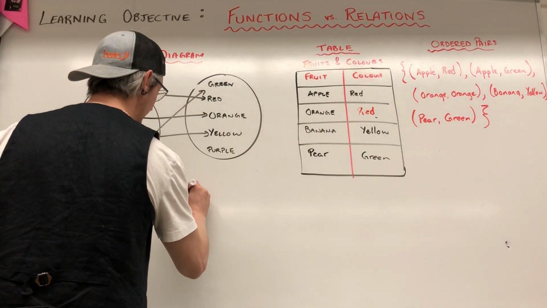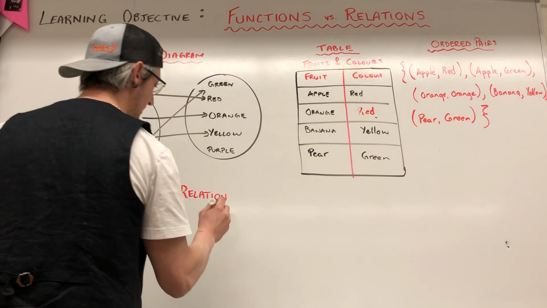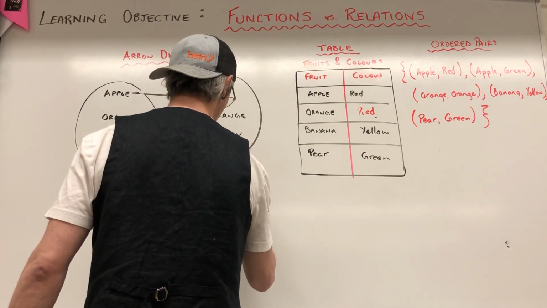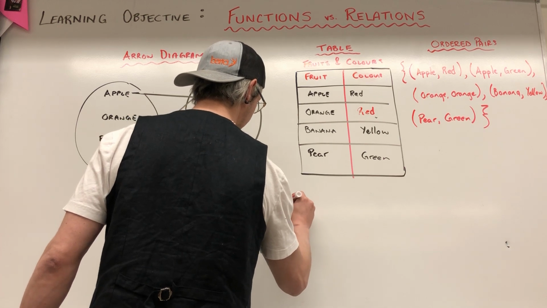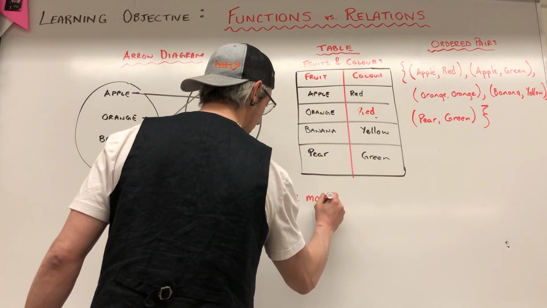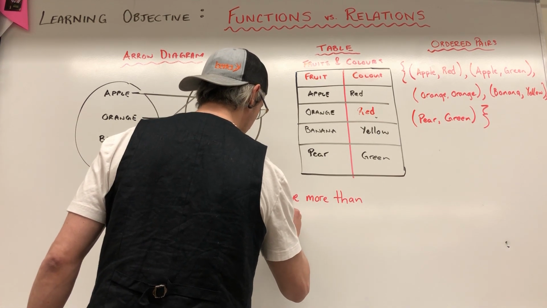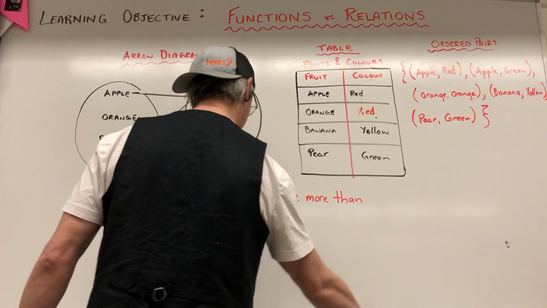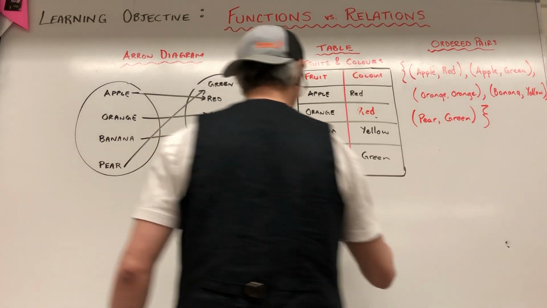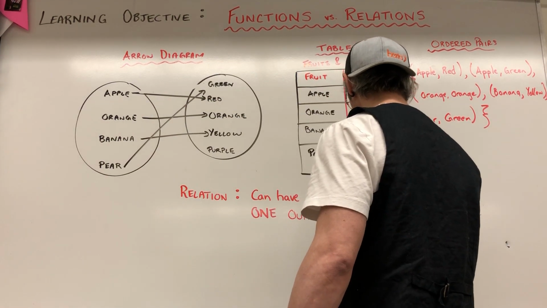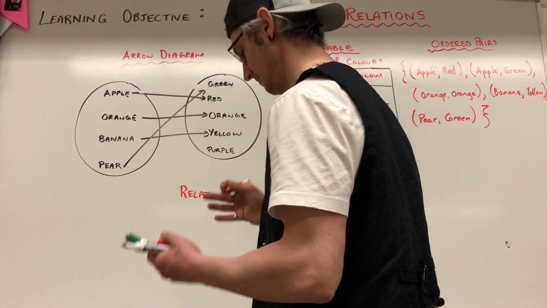So let's write it right here. Relation can have more than 1 output for the same input. Input is what we put in. Output is what we get out.